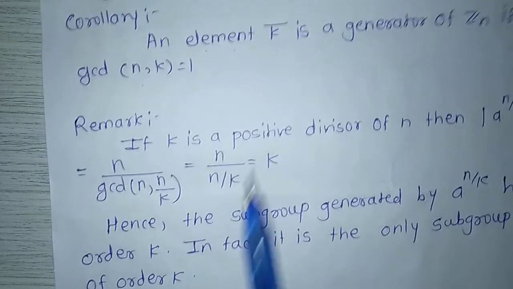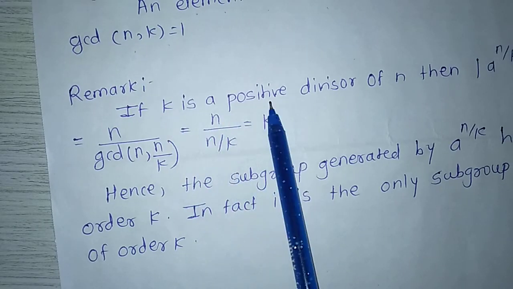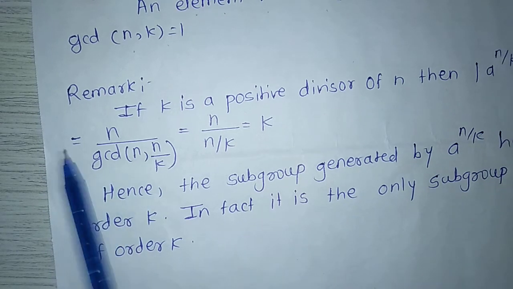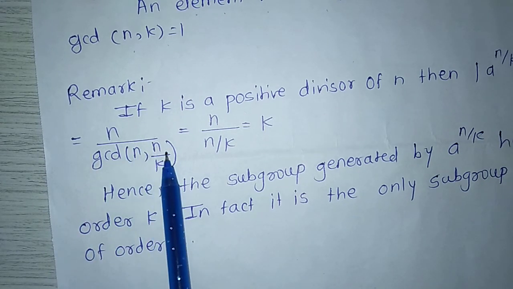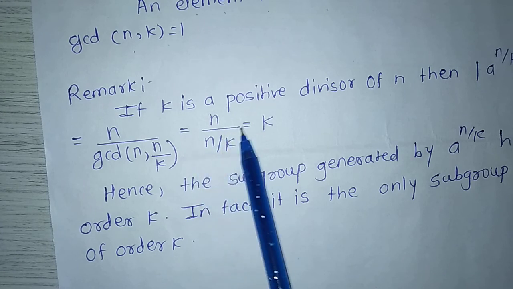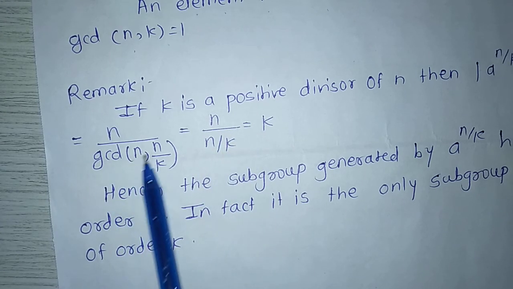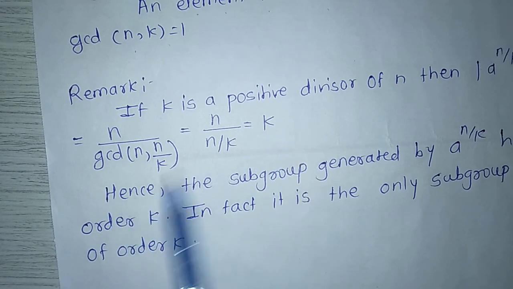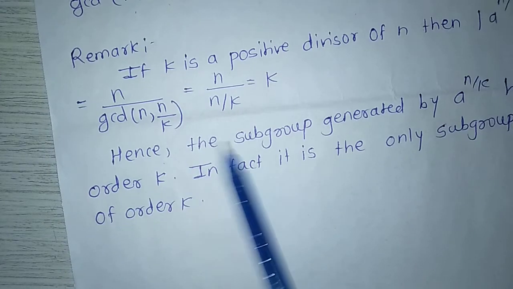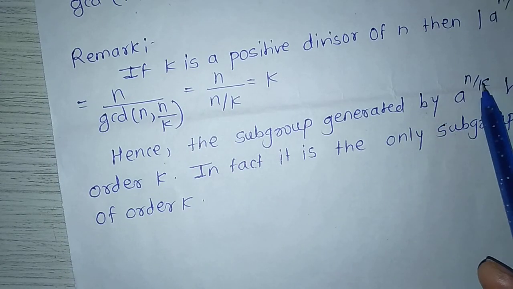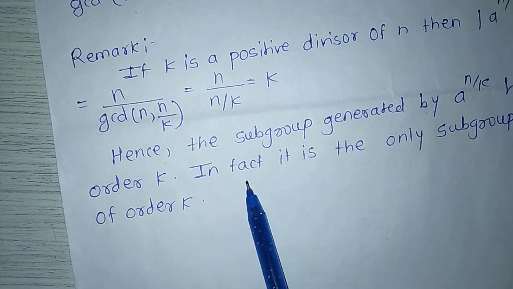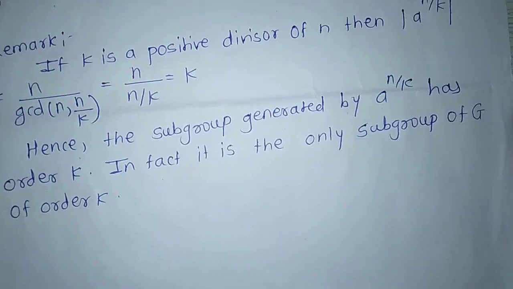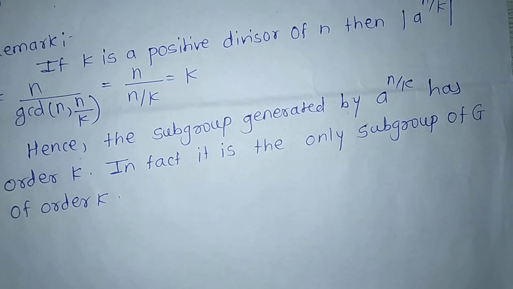Next remark: if k is a positive divisor of n, then order of a raised to n upon k equals n upon GCD of n upon k, which equals n upon n upon k, because GCD of n upon k equals n upon k, which is equal to k. The n gets canceled. Hence, the subgroup generated by a raised to n upon k has order k. In fact, it is the only subgroup of G of order k. We stop here.